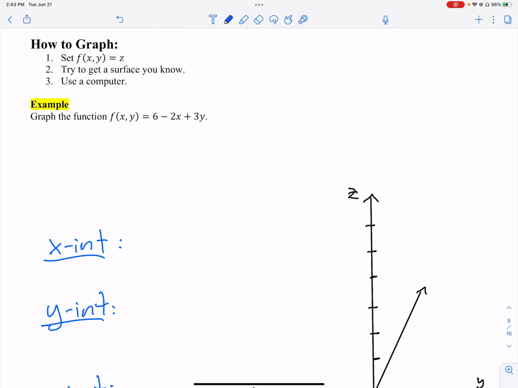We don't want to take too long. There's a lot of functions that are totally not doable by hand. I will show you some at the end of this section. So let's start with graphing. So f of x y is our z.